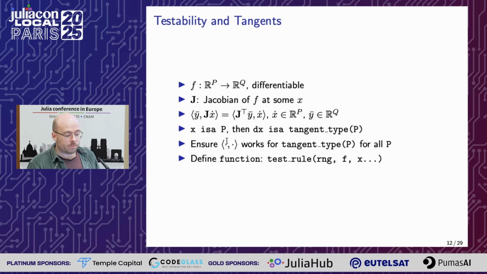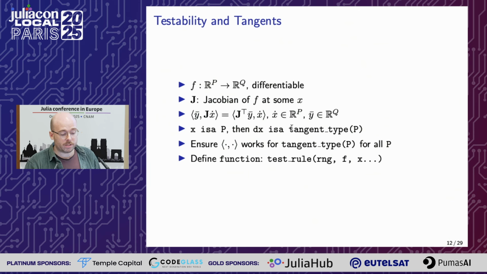And so the system we have in Mooncake is this tangent type system, where for every type of argument that you might pass into a program, call it this type P in this case, dx or x dot must be of type tangent type P. We define a function called tangent type, and it must be of that type. And what that means is that it's completely predictable what kind of thing you're going to have to compute inner products between, if you know the primal type.